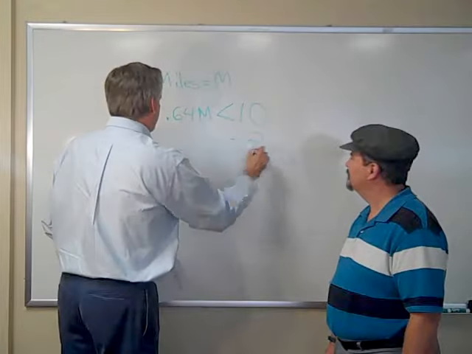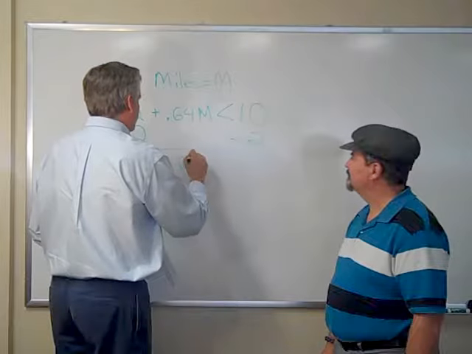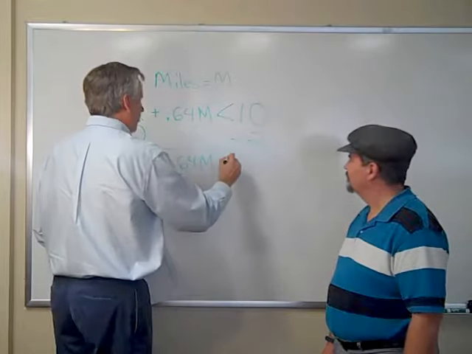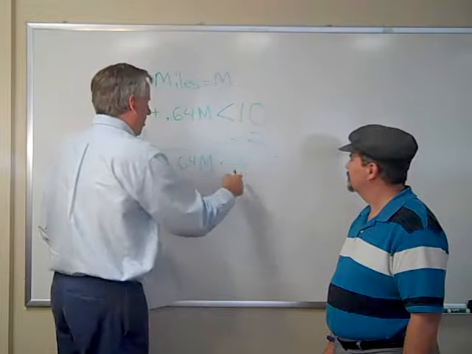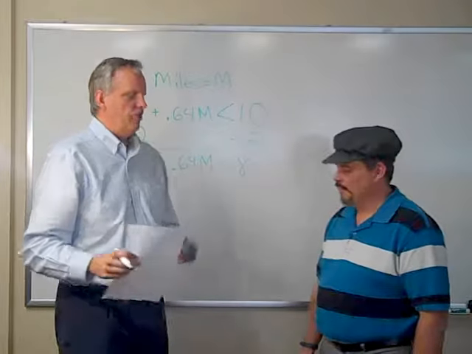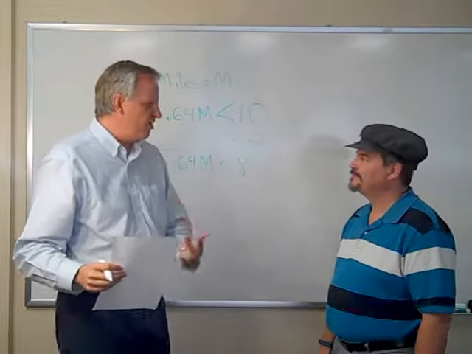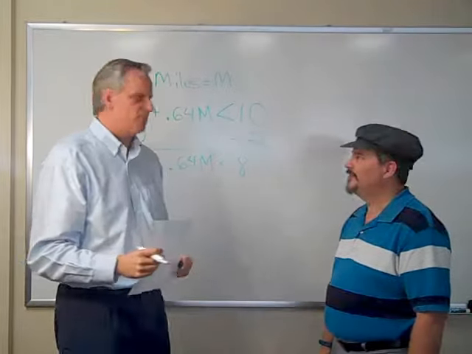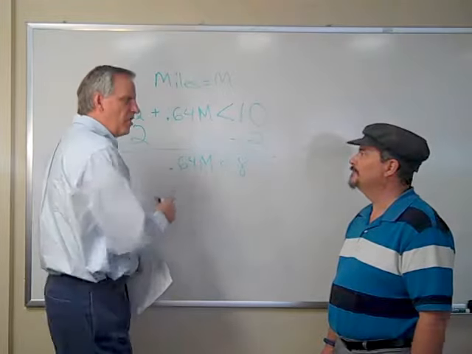And so I'm going to end up with 0.64 per mile is less than or equal to $8, because I got to pay you $2 up front. That's the charge before the meter even starts running. $2, that's it. A carrying charge.